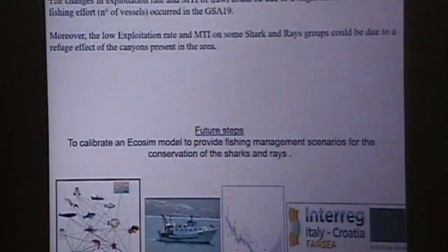Due to the slight decrease in nominal fishing effort in terms of number of vessels, which occurred lastly in the GSA 19. Moreover, the low exploitation rate on sharks and ray groups could be due to a refuge effect played by the canyon present in the area.